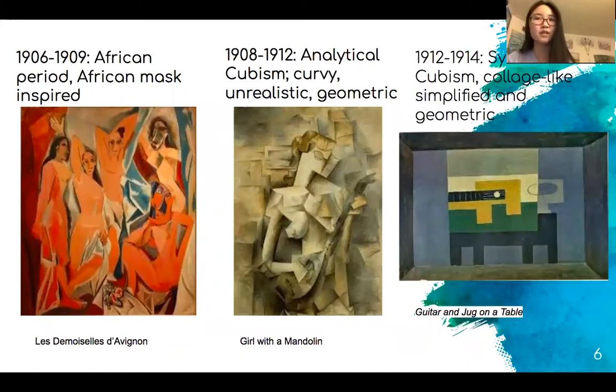Next was the African period, which was based on and inspired by African masks. By 1908 to 1912, he moved to analytical cubism: curvy, unrealistic, and geometric. By 1912 to 1914, synthetic cubism was formed, which was collage and simplistic, using many geometric shapes.